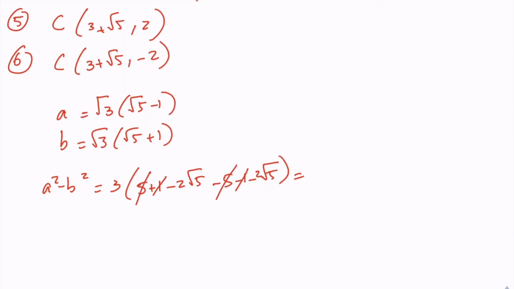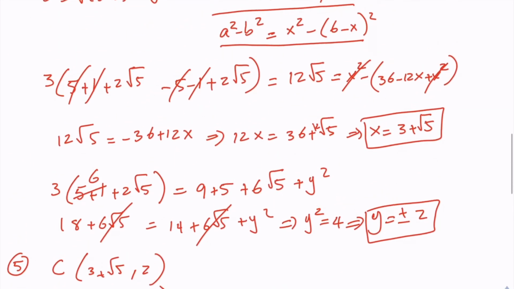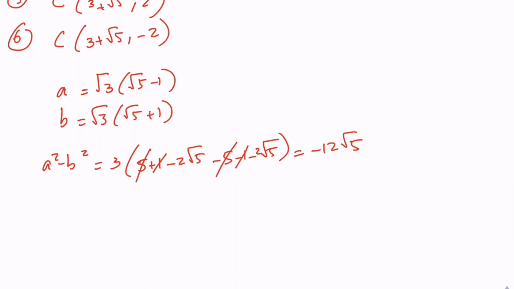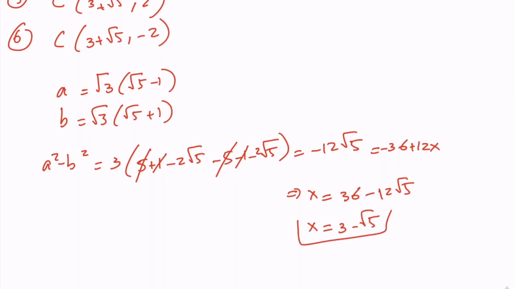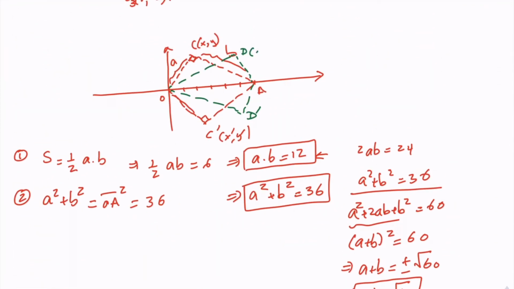We will have minus 4 square root of 5, so minus 12 square root of 5 is going to be equal to 36 minus 36 plus 12x, and therefore this time x will be 36 minus 12 square root of 5, which is 3 minus root 5. And 3 minus root 5, if we want to find it on the xy axis, just for sanity check, square root of 5 is something between 2 and 3.